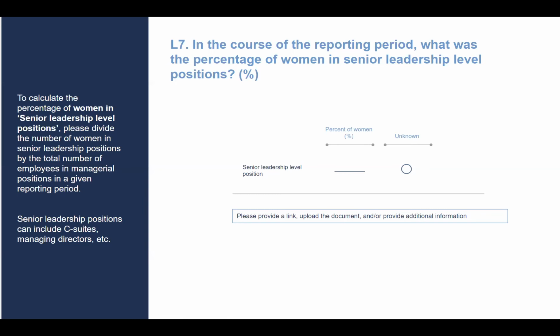Identification of managerial roles should align with internal job classifications and checklists, and/or an occupational classification system endorsed by the meeting of experts in labor statistics. Managerial positions can include, for instance, C-suites and managing directors. You will find more information on how to calculate this indicator in the guidebook of the communication on progress. A company that does not track this indicator can choose to select unknown, but is strongly encouraged to track this indicator going forward.